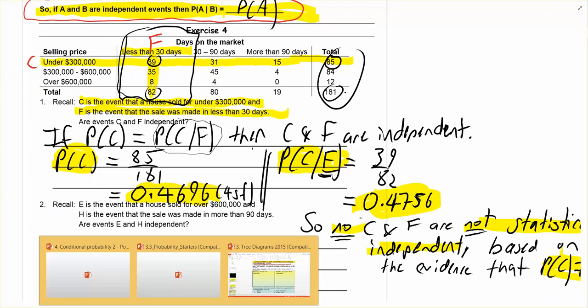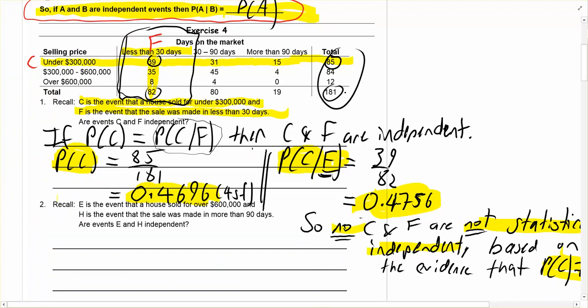Question 2. Recall E is the event that a house sold for over 600,000 and H is the event that the sale was made in more than 90 days. Are those two events independent? Well, I'd like you to have a go at this question, and when you're ready, hit play and see how you go.